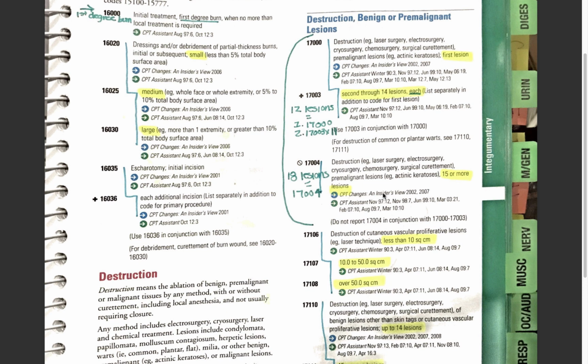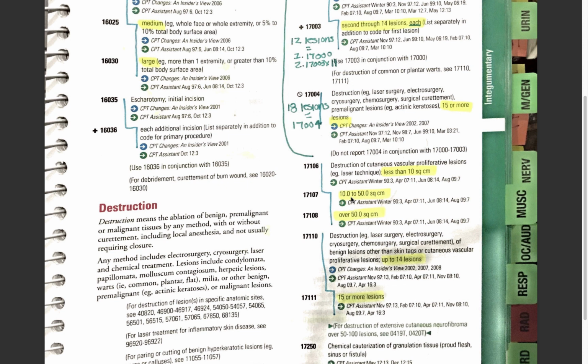17000 is destruction, premalignant lesion, first lesion. 17003 is second through 14 lesions each. That means if there are 14 lesions, you will code 17000 and 17003 times 13. If there are 15 or more lesions, you will code 17004 one time because that code descriptor does not say the word each in it.